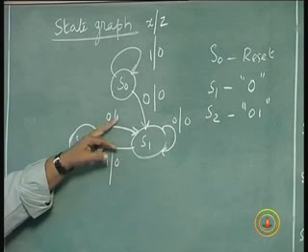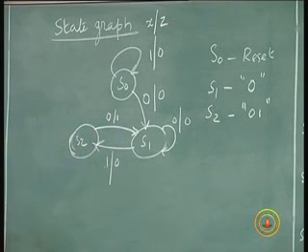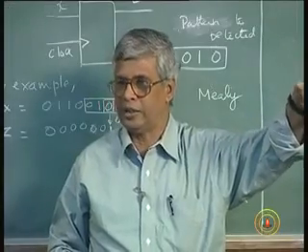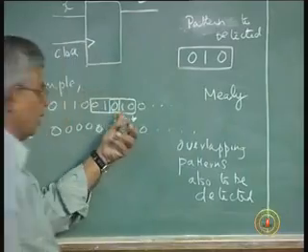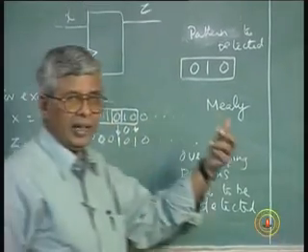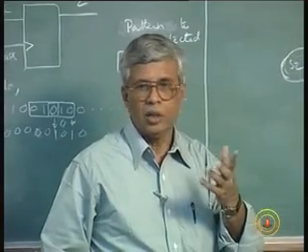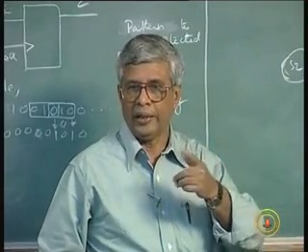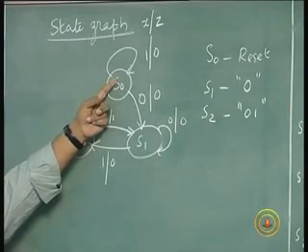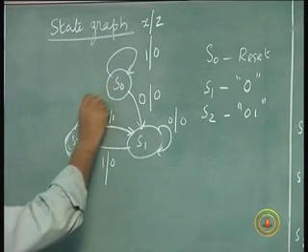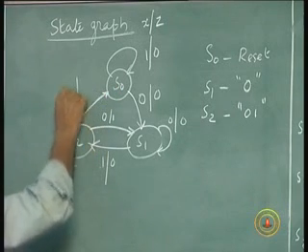Output will be 1 because I have completed a 1, 0, 1, and it will go back to S1, because S1 is going to remember the latest 0, and this latest 0 could be the start of the next pattern, as in this case. On the other hand, if S2 happens to be a 1, there is no point, because 0, 1, 1 has no meaning. I have to start all over again. I can as well go to the reset state without any output.